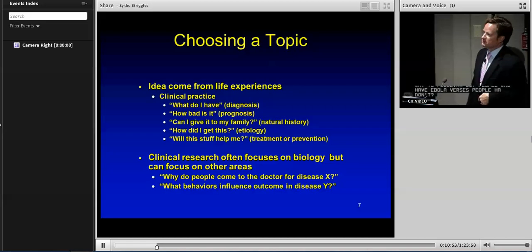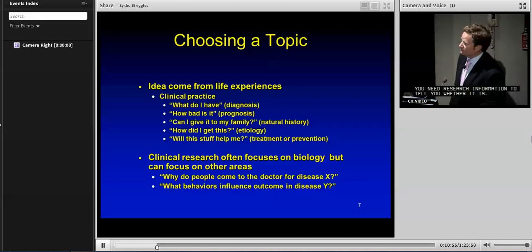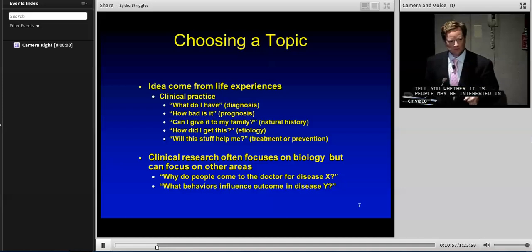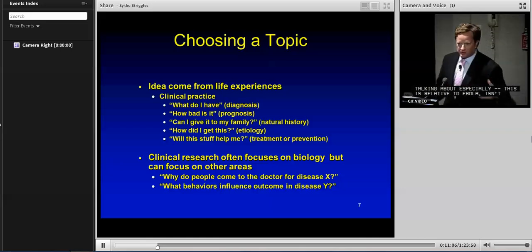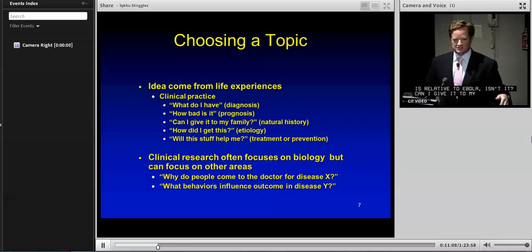People may be interested in prognosis. Once they know what they have, they say, hey doc, how bad is it? What's going to happen to me? If we're talking about especially, boy, this is relative to Ebola, isn't it? Can I give it to my family? If we're talking about contagious diseases, how contagious is it?